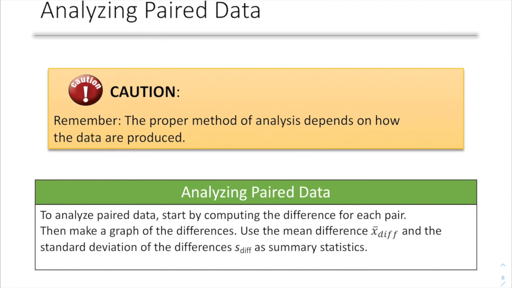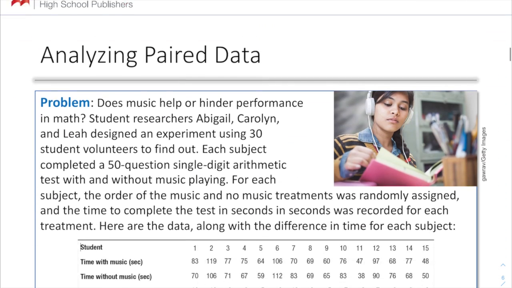So the proper method of analysis depends on how data are produced. So this is paired data, so we want to look at the difference of each pair. So we're looking at X bar diff or S diff as our summary statistics.